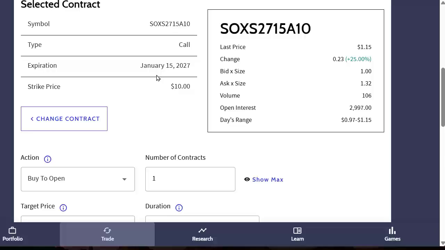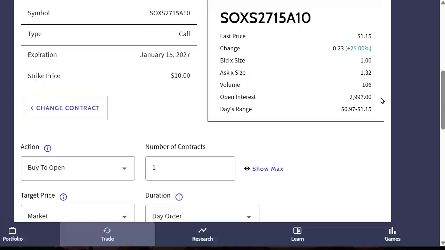Okay. Let's see what the prices were yesterday. Right now, people are asking to buy one for $1 at the end of the day yesterday. People were willing to sell for $1.32. Again, times 100. 106 of these sold yesterday. That's good news that there's actually people buying and selling these. The open interest is 209.97.